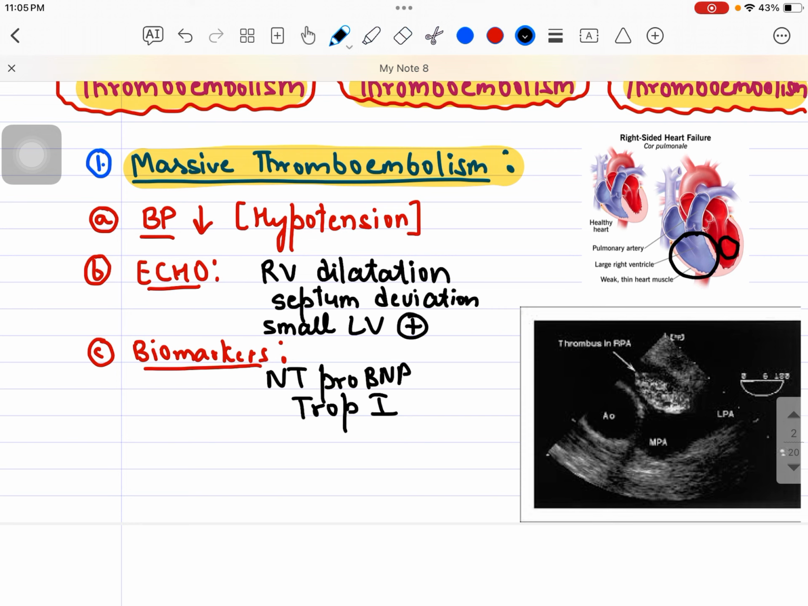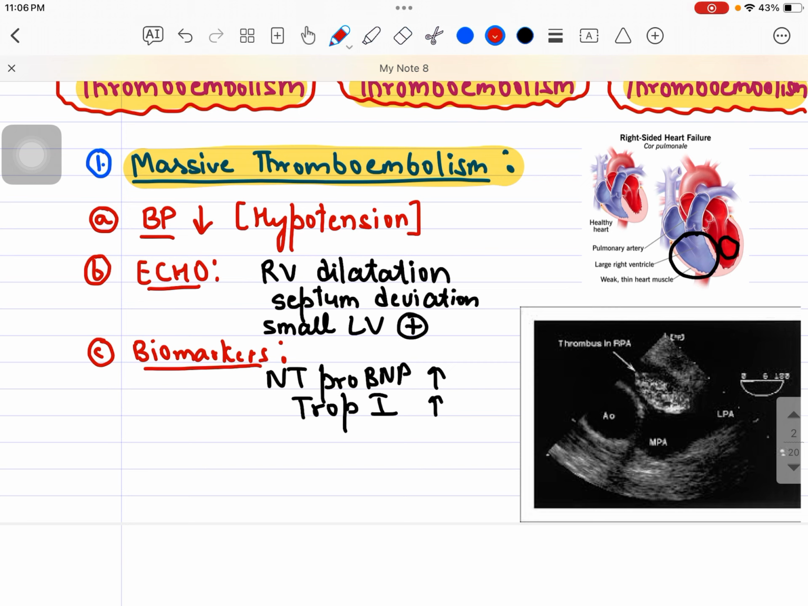If they are coming positive or if they are elevated, then definitely it might be the case of massive thromboembolism, okay.